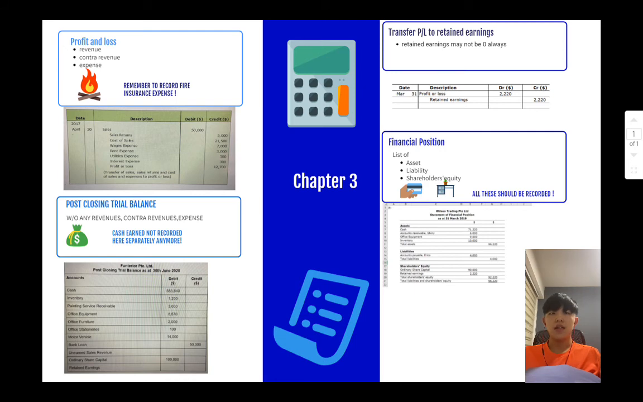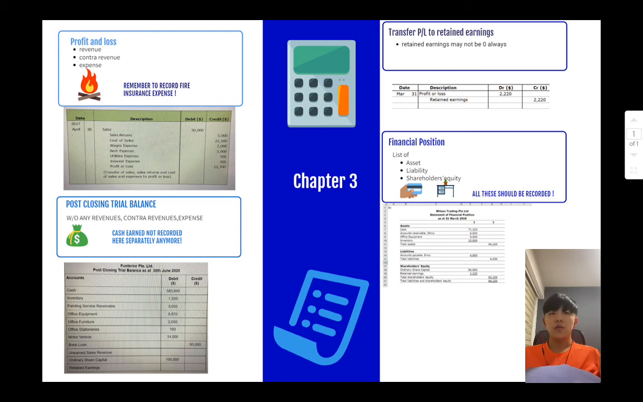We list out all the assets that we have, tally them up, and then do the same thing for liabilities and equity, and then add the amount of liabilities and equity together. The assets should equal the total liabilities and shareholders' equity, and if it adds up, we have prepared the statement of financial position correctly.